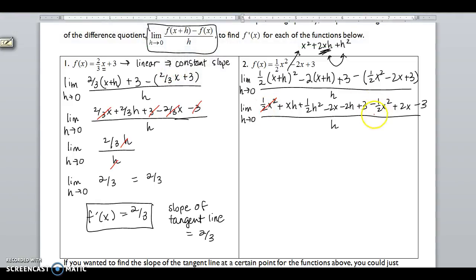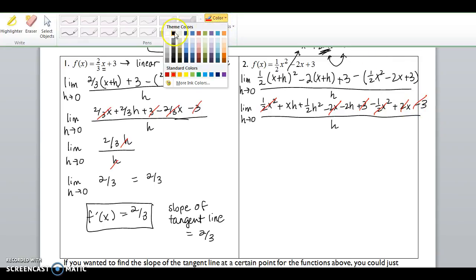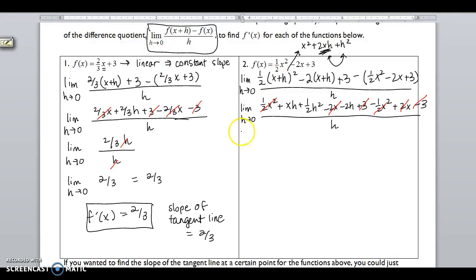1/2 x squared minus 1/2 x squared minus 2x plus 2x plus 3 minus 3. Double check. Do all your terms that are left over have an h in them? So let's check. Limit as h approaches 0, xh plus 1/2 h squared minus 2h all over h. They all have h's in them.